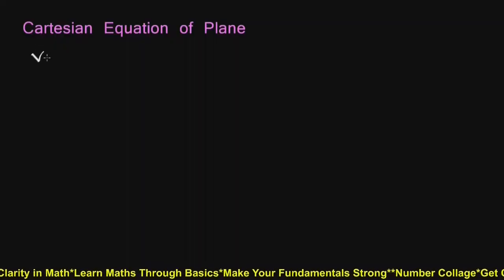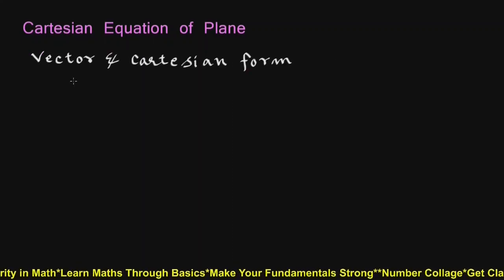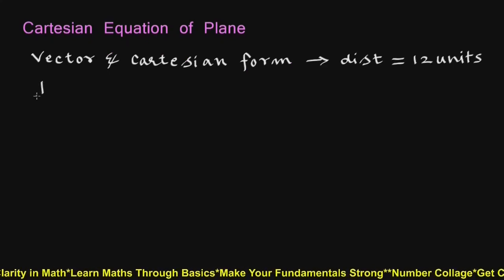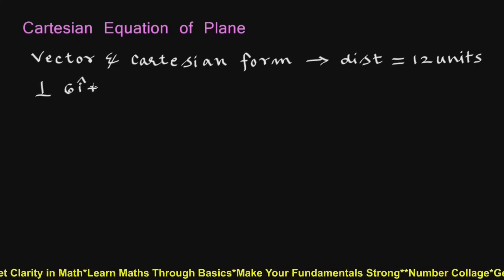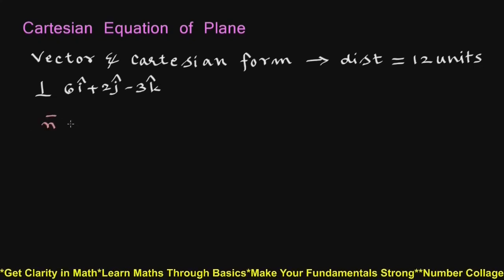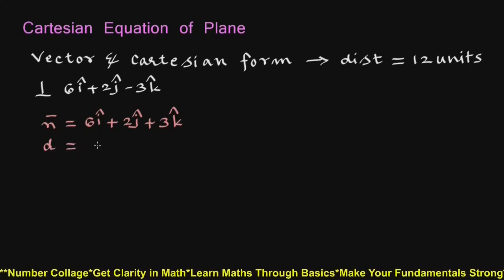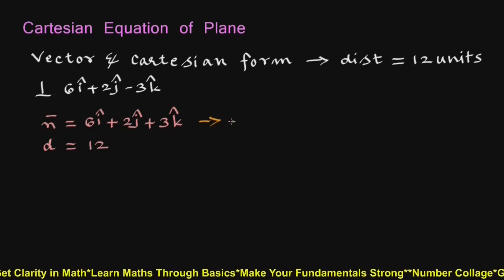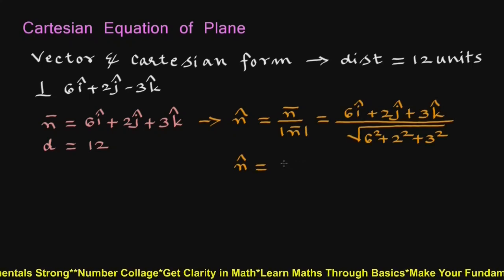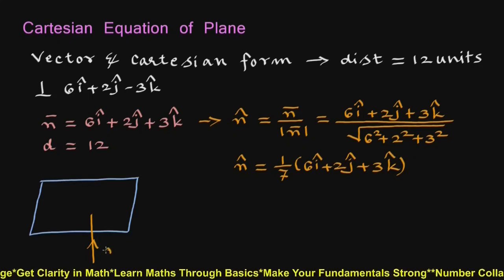We have to find vector and Cartesian form of the equations of a plane which is at a distance of 12 units from the origin and perpendicular to 6 i cap plus 2 j cap minus 3 k cap. Now here we have normal vector n bar and perpendicular distance from origin d equals 12. From n bar we find n cap, n bar upon mod n bar, which is 1 upon 7 times. So we have here unit normal vector n cap.